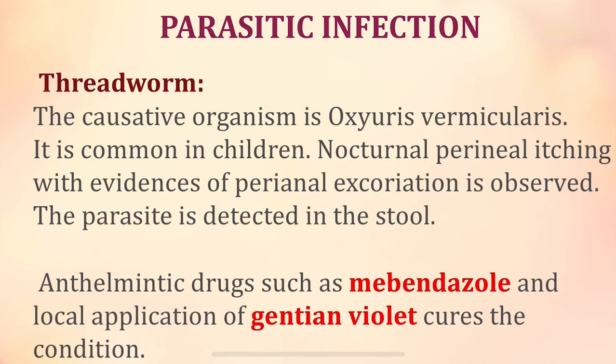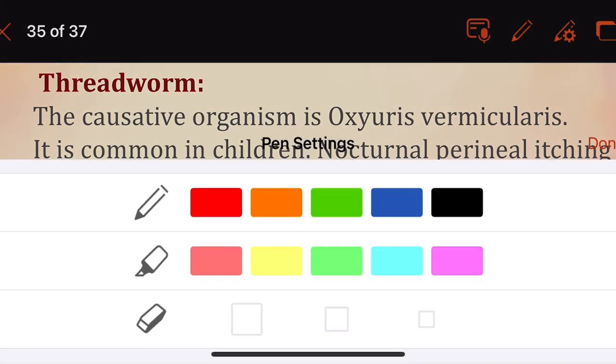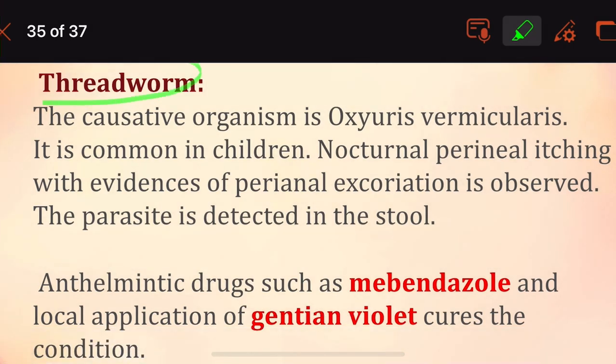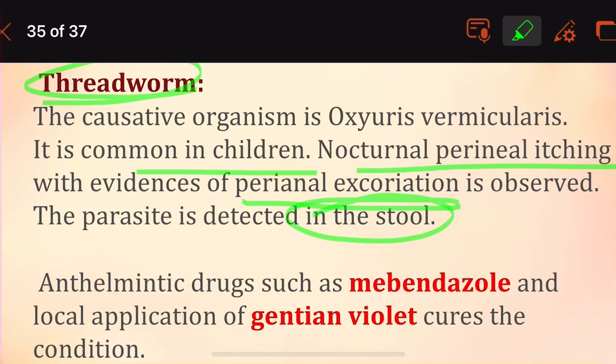Then moving on to the parasitic infections, threadworm infection. The causative organism is Oxyuris vermicularis, like we dealt with previously. It is common in children. So we have perineal itching, and also evidence of perianal excoriation. The worms will be present, resulting in perianal excoriation and nocturnal perianal itching. The parasite can be detected in the stool.